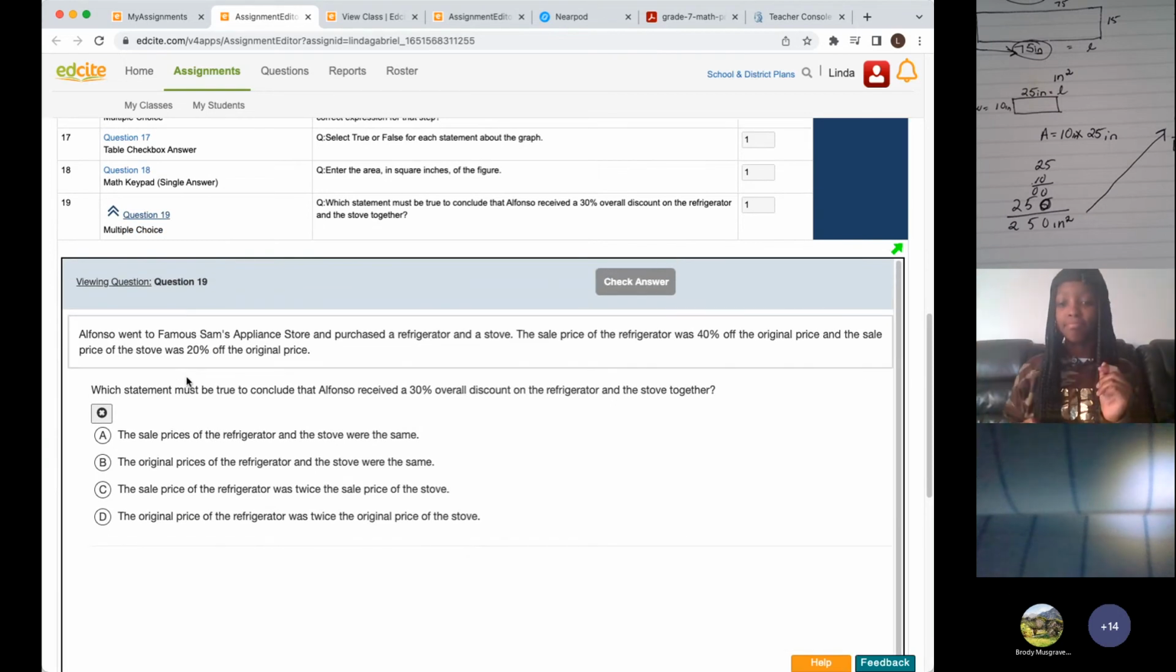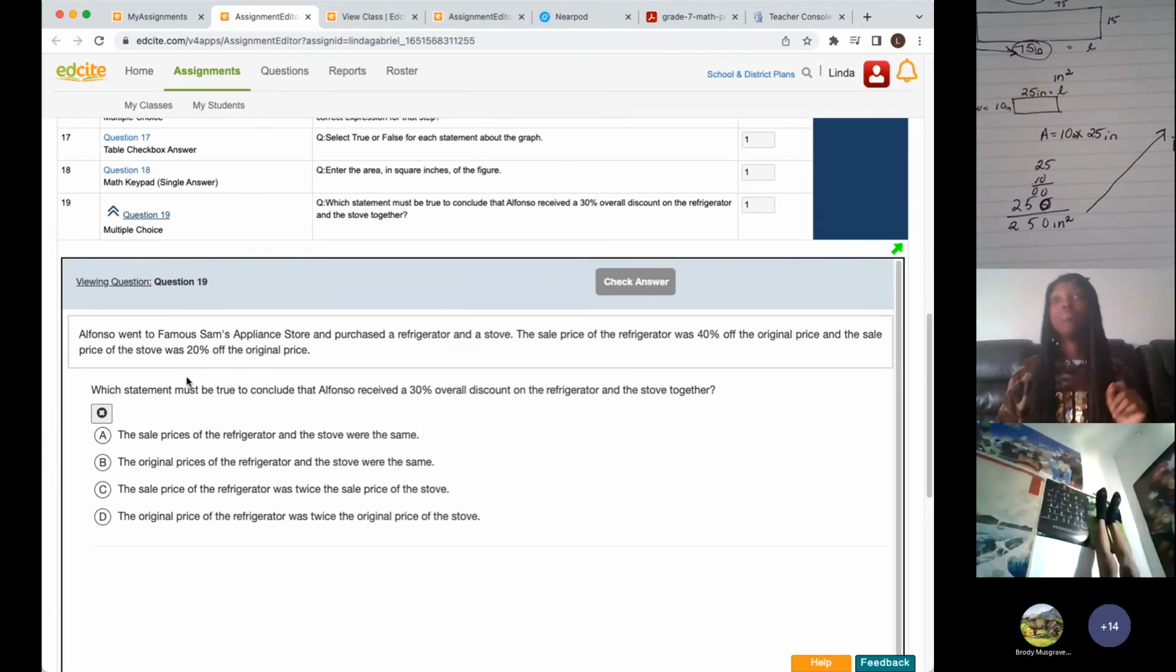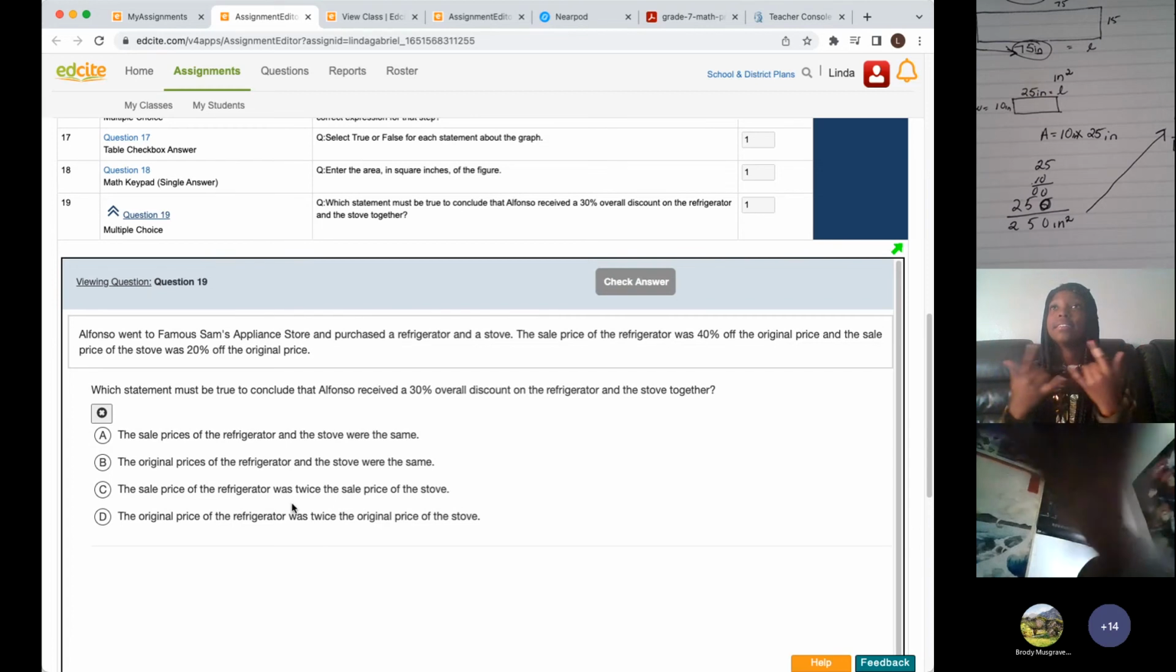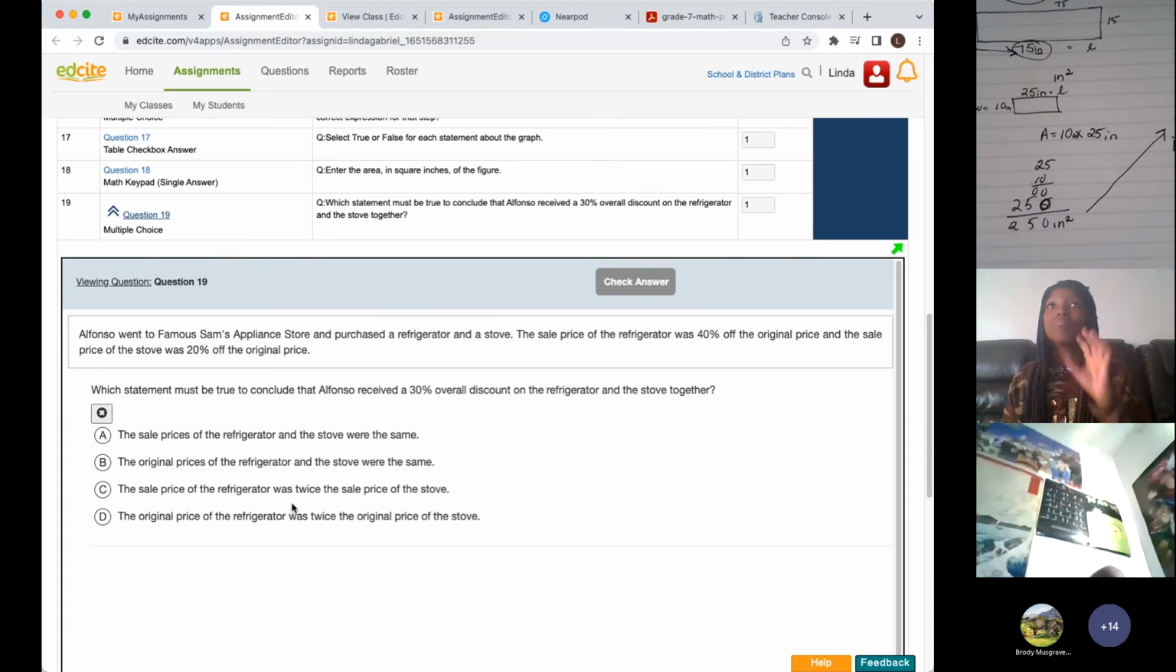Question 19. Alfonso went to famous Sam's appliance store and purchased a refrigerator and a stove. The sale price of the refrigerator was 40% off the original price, and the sale price of the stove was 20% off the original price. Which statement must be true to conclude that Alfonso received 30% overall discount on the refrigerator and stove together?